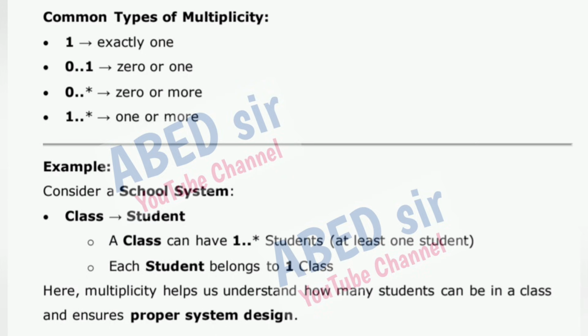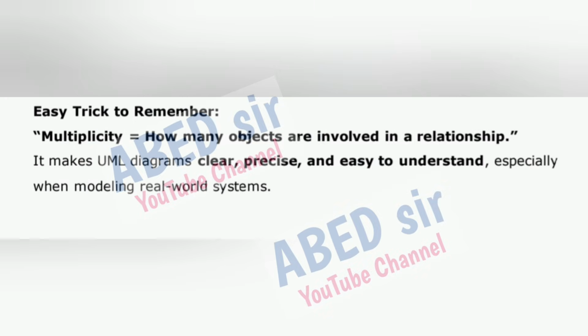Example: consider a school system. Class and student. A class can have 1..* students, at least one student. Each student belongs to one class. Here, multiplicity helps us understand how many students can be in a class and ensures proper system design. Easy trick to remember: multiplicity is equal to how many objects are involved in a relationship. It makes UML diagrams clear, precise, and easy to understand, especially when modeling real-world systems.